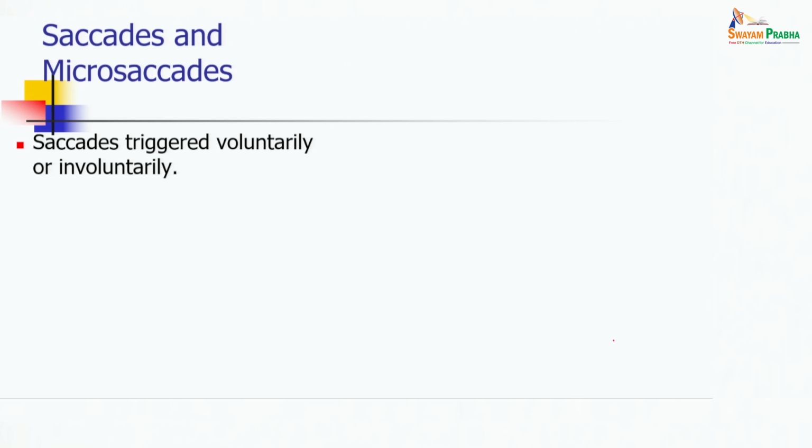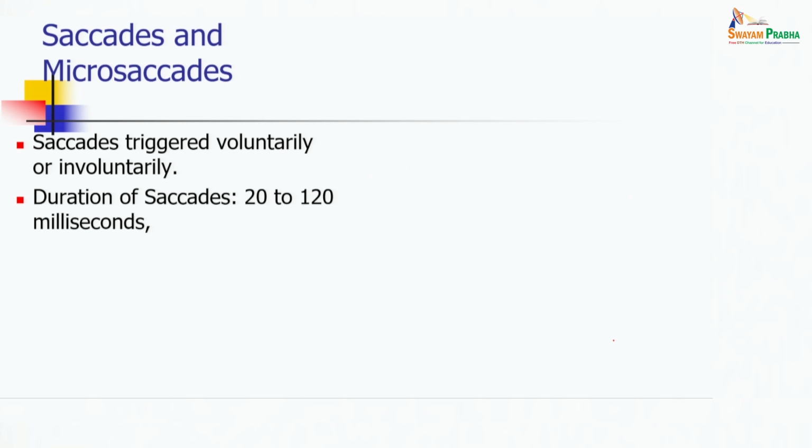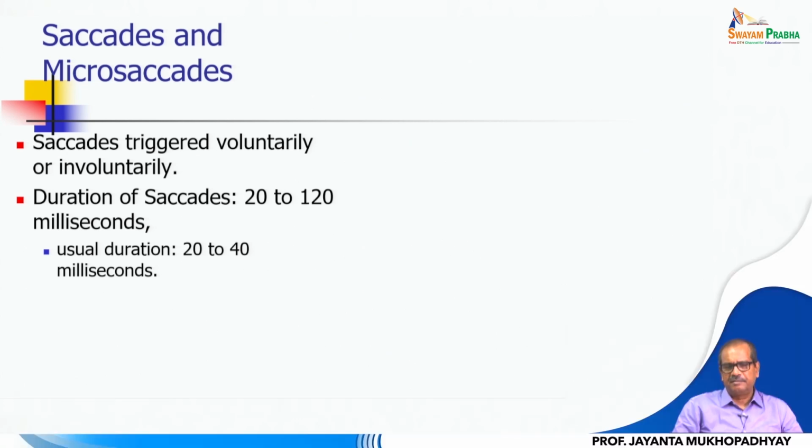Let us now consider the cases of saccades and microsaccades. Saccades are triggered voluntarily or involuntarily, and because it is a fast movement, the duration of a saccade is 20 to 120 milliseconds, with a usual duration of 20 to 40 milliseconds. You have to understand that saccades have a great role in selective attention, whereas microsaccades have a role in keeping you fixated. A microsaccade is something like a feedback mechanism correcting your fixated points. If you drift away, you come back to the fixated point. But a saccade is moving from one salient zone to another salient zone. So it is a movement for selective visual attention.